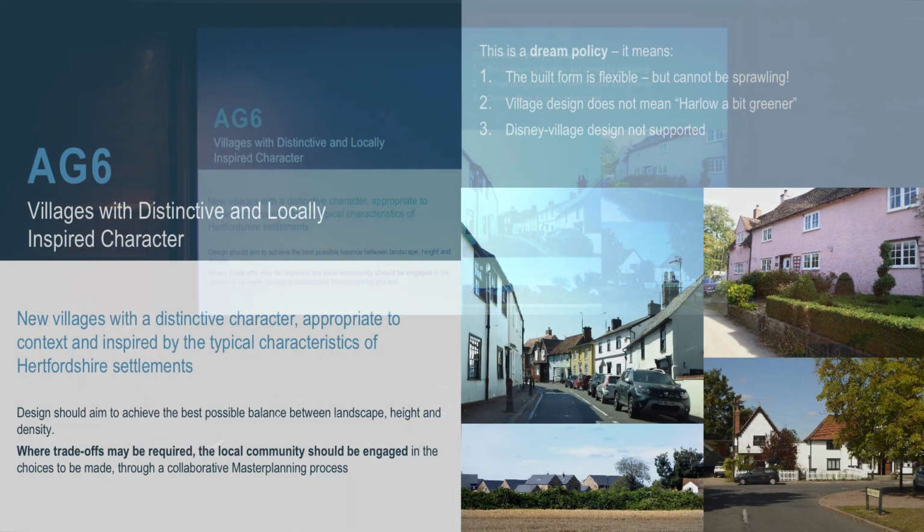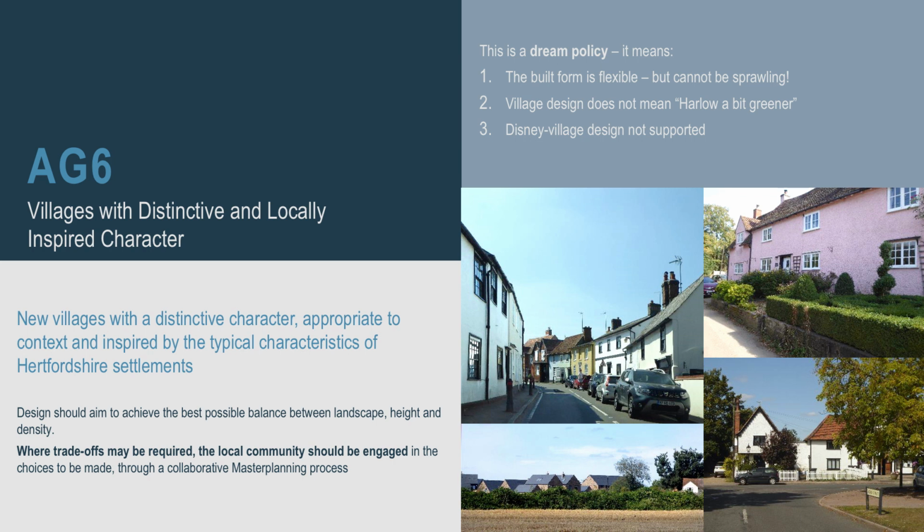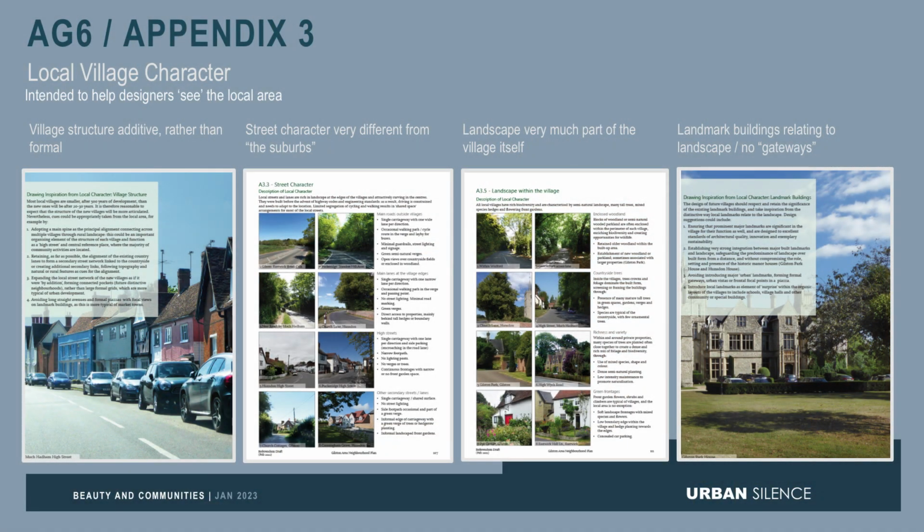In particular, there was a policy, AG6, that described the character and how to create it to be distinctive. So this was in a way a dream policy, because it gave the priority. The relationship between built environment and landscape was the key, and the rest was secondary. And following that, there was an appendix that was not a design code, but was the foundation, the stage 1, if you want, of a design code. So it was the definition of what makes local character in various ways.